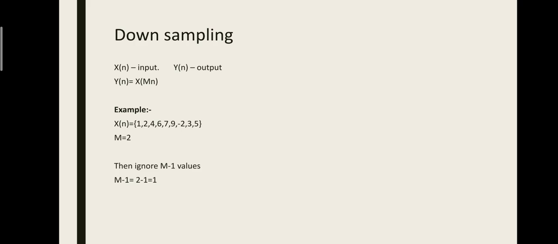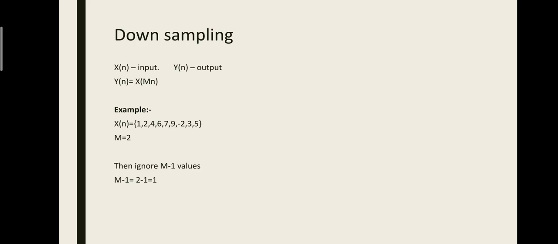Downsampling. Let x of n be the input and y of n be the output. Then the expression is y of n is equal to x of mn. And we can check an example. X of n is equal to 1, 2, 4, 6, 7, 9, minus 2, 3 and 5. And here m is equal to 2.